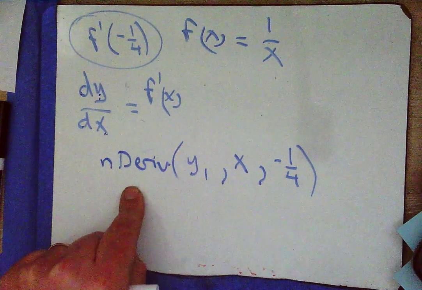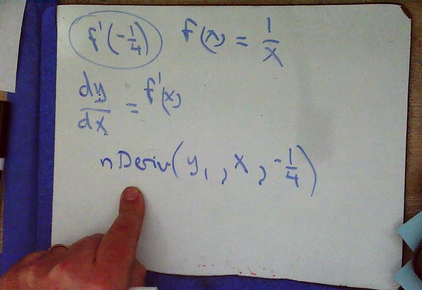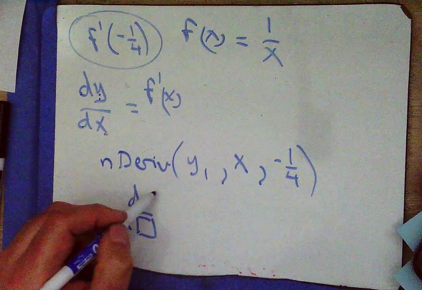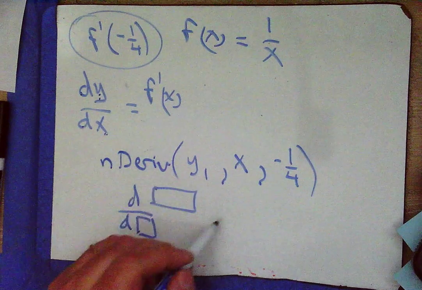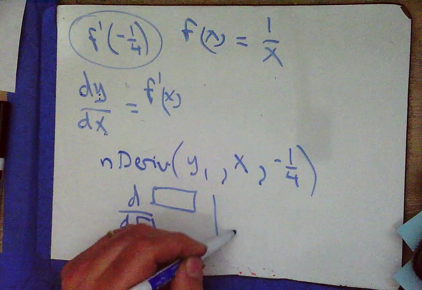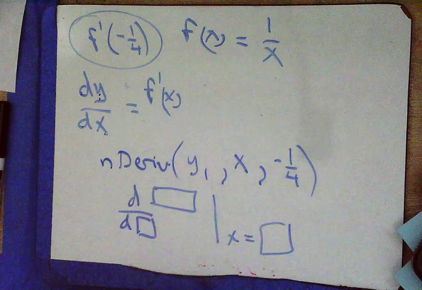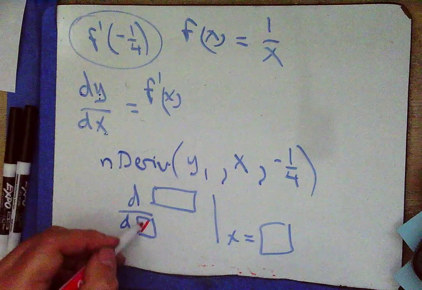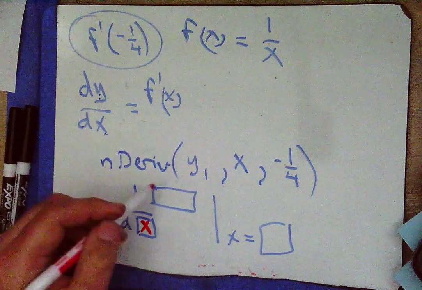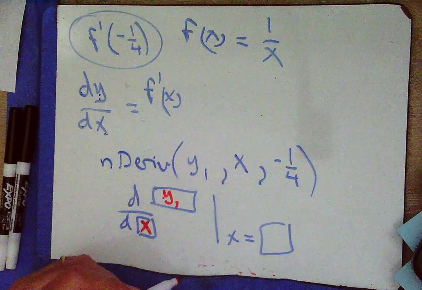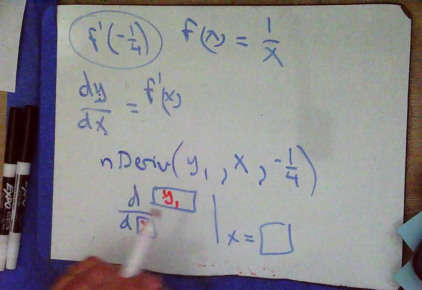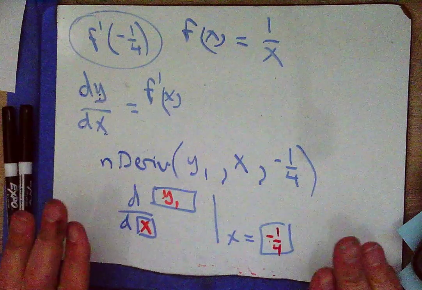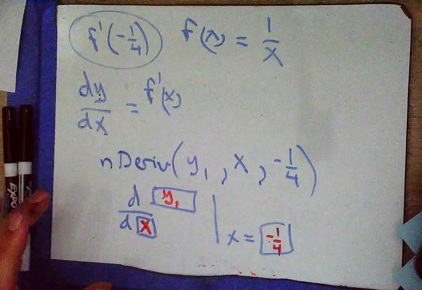New calculator notation, I'm not sure what they do. I think they do d blank, and then they say blank, and then I think they say x equals blank. I think that's what your newer calculators say. And this, in our class, will always be an x. And this is our y1. Or you could type in the function f of x. And this is negative 1/4. Okay? So new calculator, old calculator.